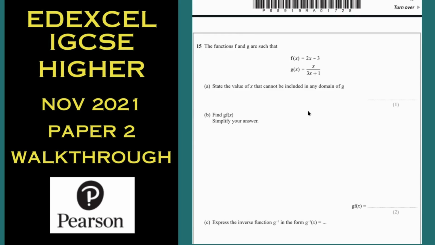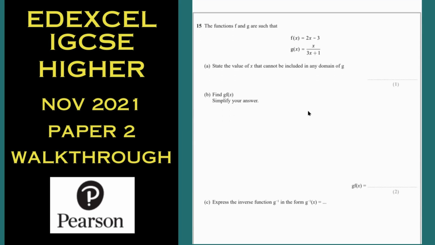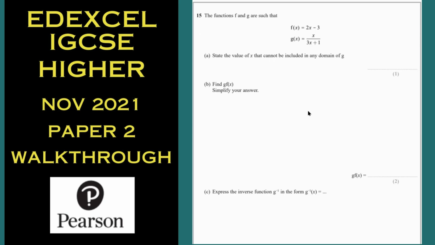Number 15, some early functions. 6 marks, big deal. I know some people hate functions, but it is what it is. There's always that easy mark where here you do not want to be dividing by 0. So the value of x, which would make the denominator 0, is negative a third.